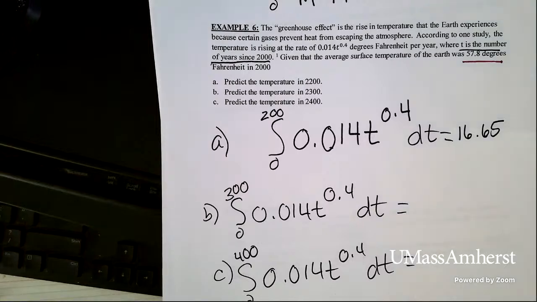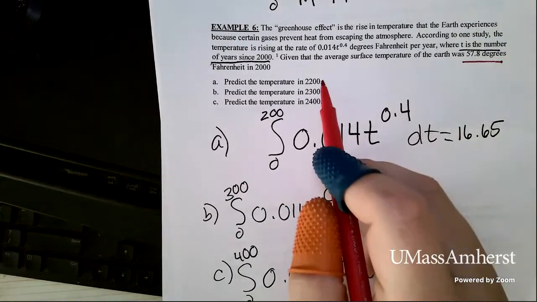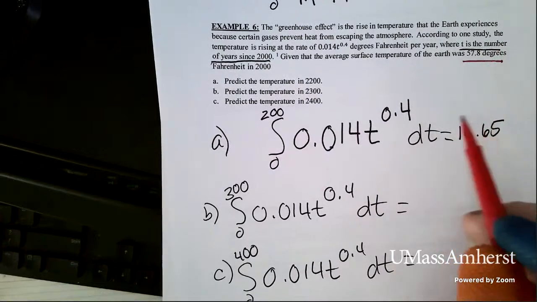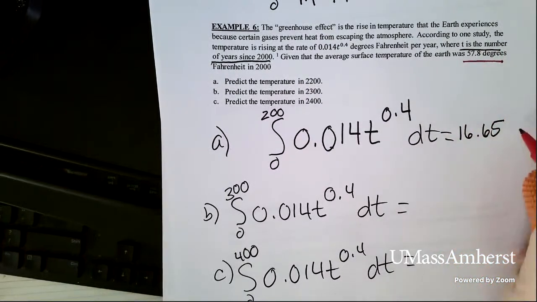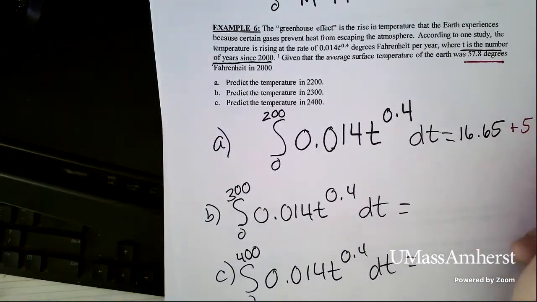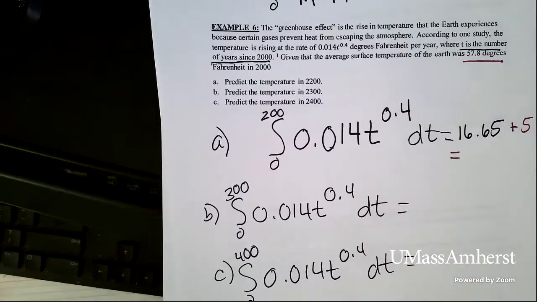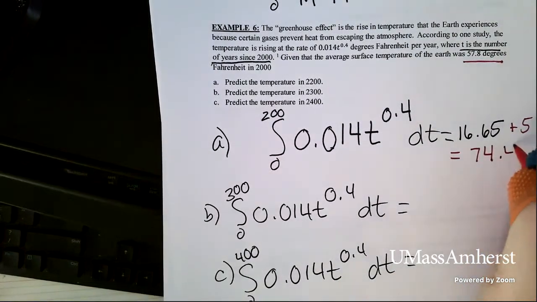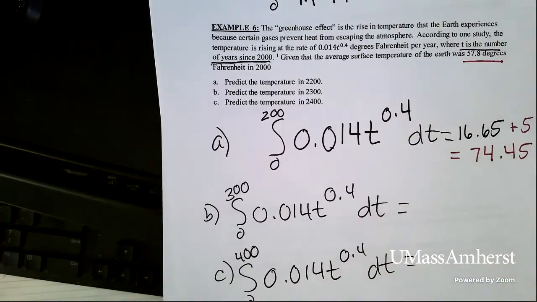So if we're trying to predict the temperature in 2200, we need to take the average temperature and add on the amount that it changed by. So we have to add on the initial temperature to make our prediction. And when we add those together, our prediction is going to be 74.45 degrees for the average temperature of the Earth's surface.